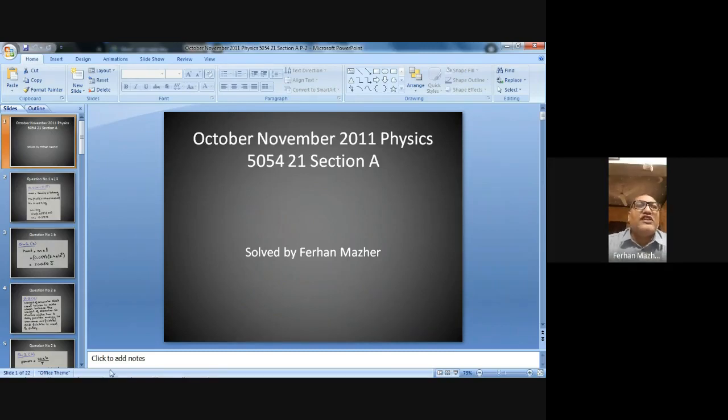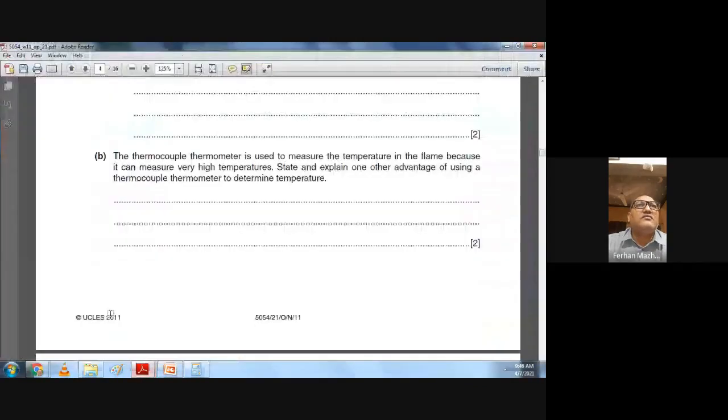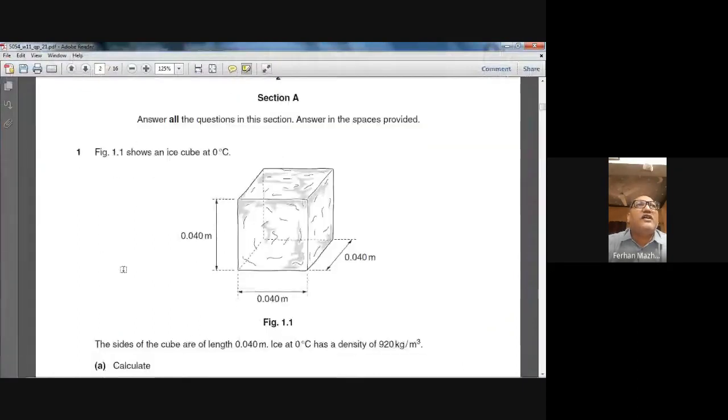So let's start today's paper, and let me show you. Okay, so this is October November 2011, and this is 2-1 paper, and I'm going to solve the section A.